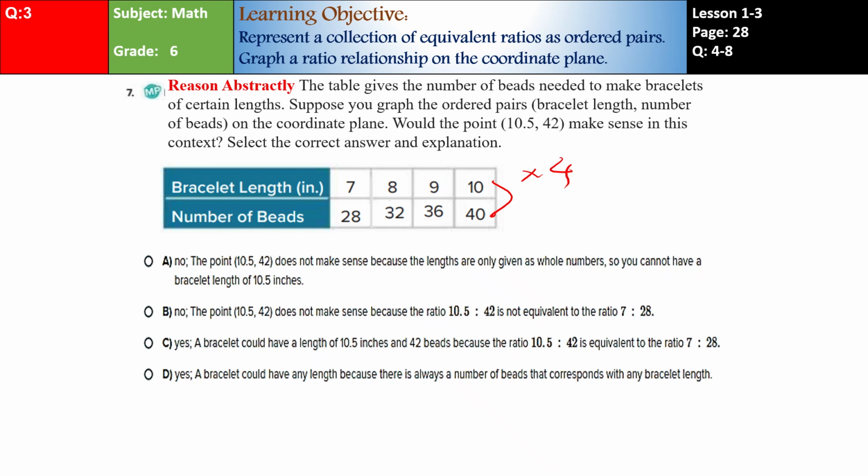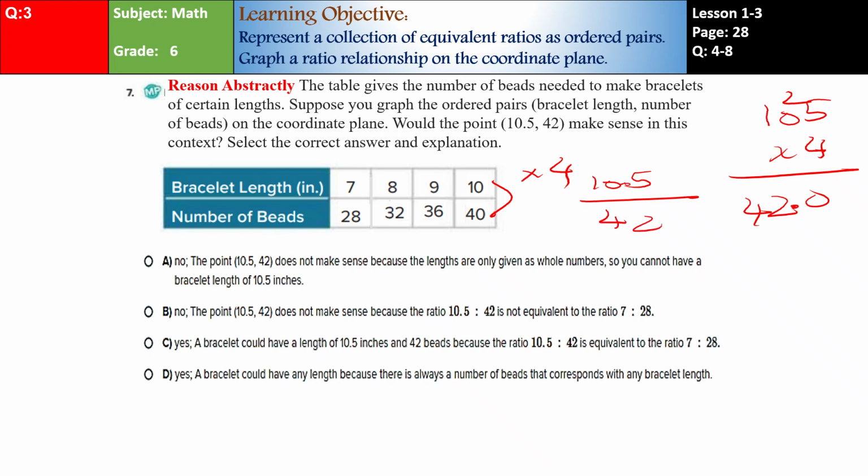So what point do we have? 10.5. We will check whether 10.5 times 4 gives you the next number or not. We will multiply it like normal numbers: 5 times 4 is 20, 40 plus 2 is 42. There was one decimal digit, so it is 42.0 or 42. So yes, it is correct. The other options are saying no, so no. Yes, a bracelet could have a length of 10.5 inches and 42 beads because the ratio is equivalent to 7 and 28. So yes, this is correct.